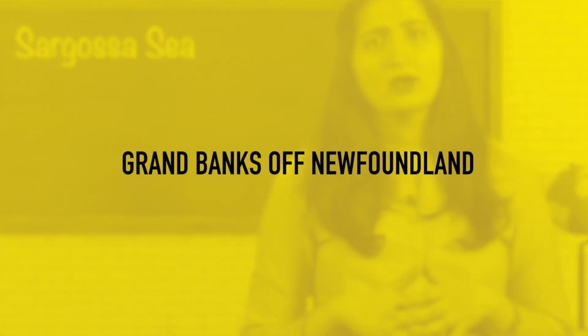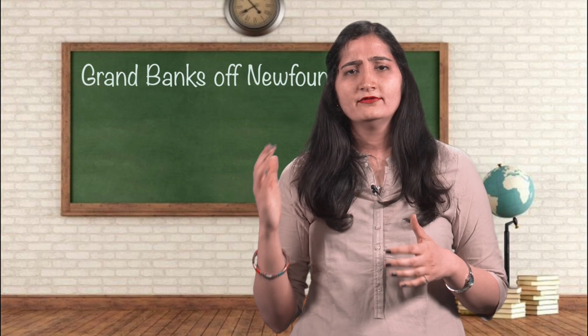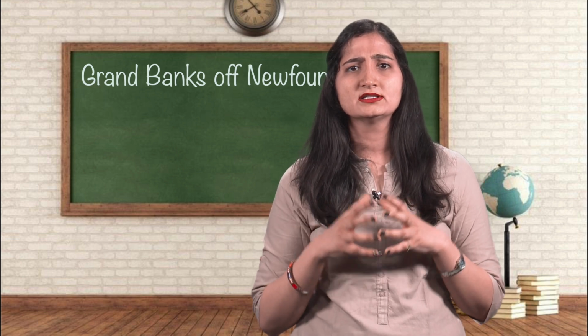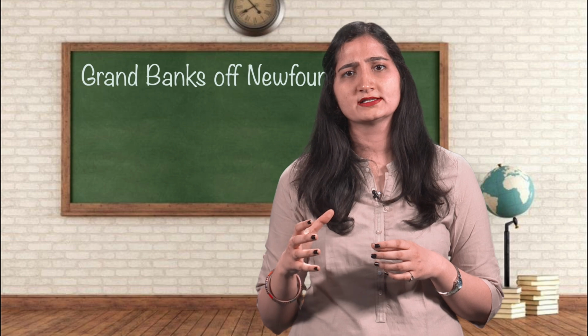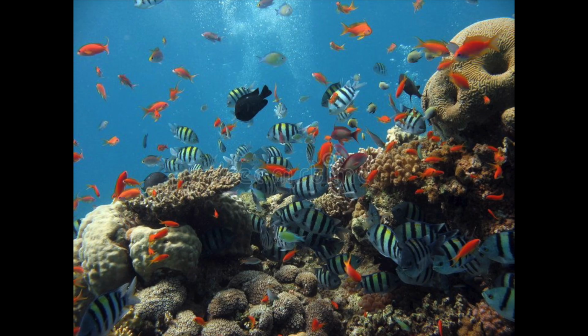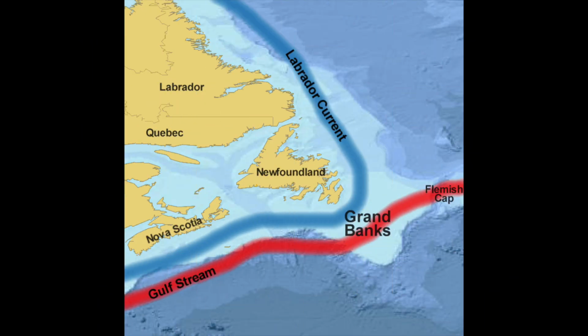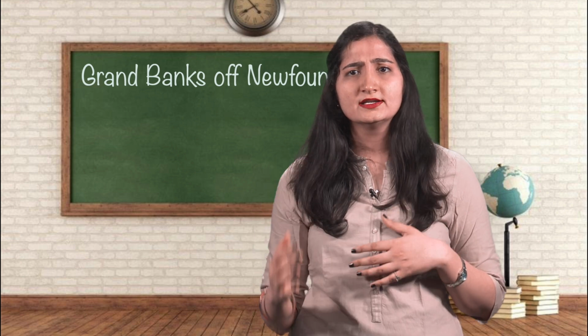Grand Banks of Newfoundland. We know that the regions of the confluence of warm and cold currents are conducive to the growth of microorganisms and phytoplankton. These regions form excellent breeding grounds for marine organisms like fish. The Grand Banks of Newfoundland of Canada are formed when the warm Gulf Stream meets the cold Labrador Current. This region is one of the richest fishing grounds on the earth.